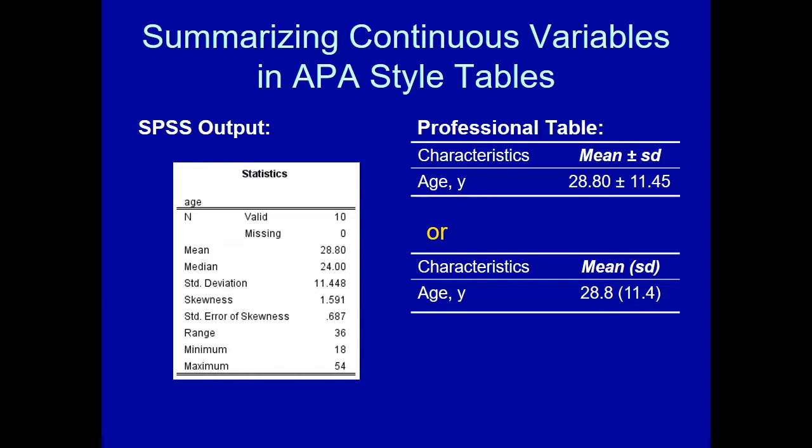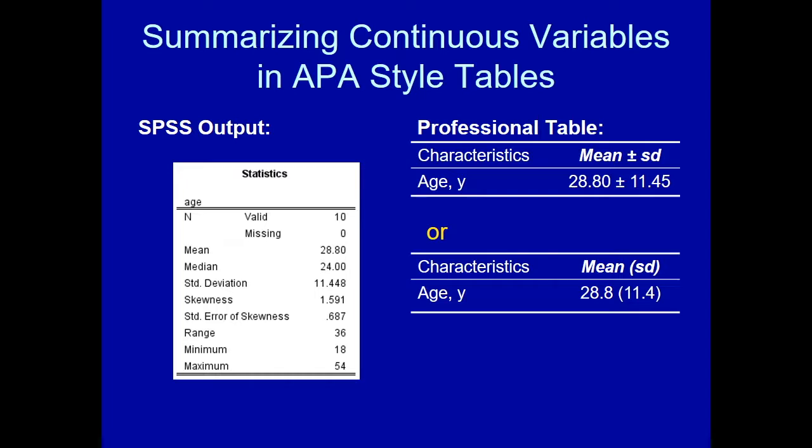So there's 2 ways to do that. You can have characteristics, mean plus or minus SD, and then your characteristic would be age measured in years, and then your results would be filled in from that SPSS output. So in this case, the mean is 28.80 plus or minus, since that's what we had in our header row, 11.45, which is the standard deviation.